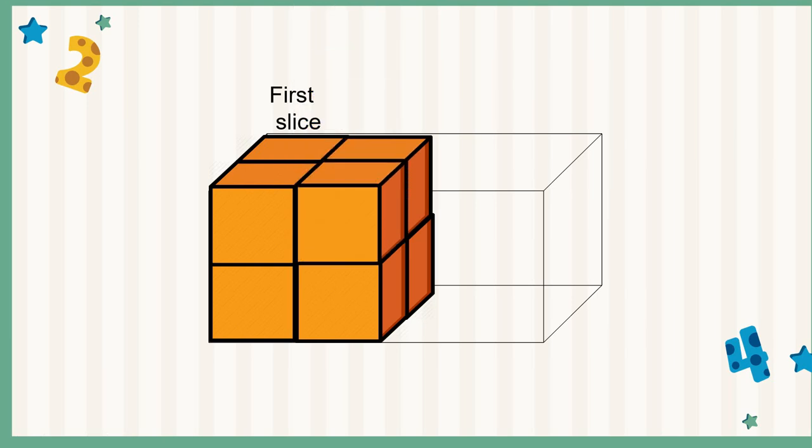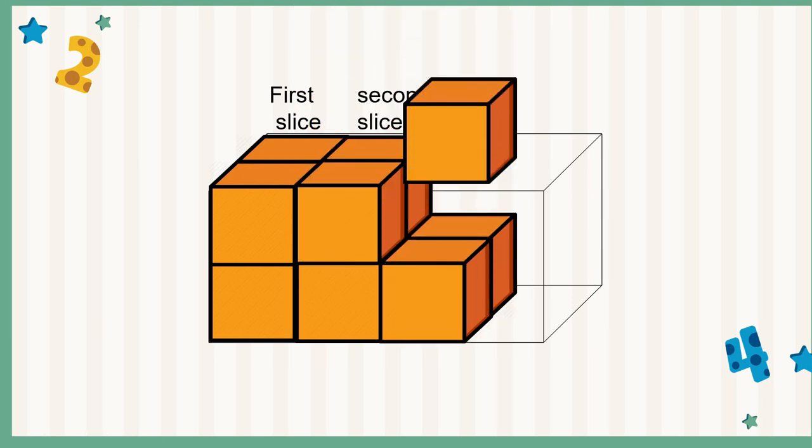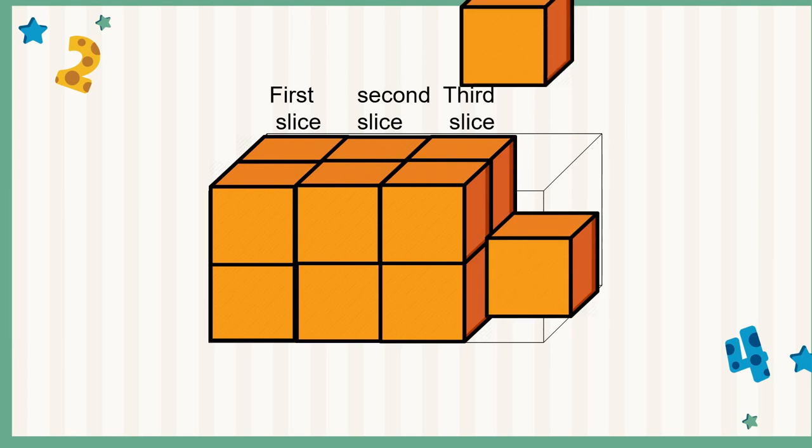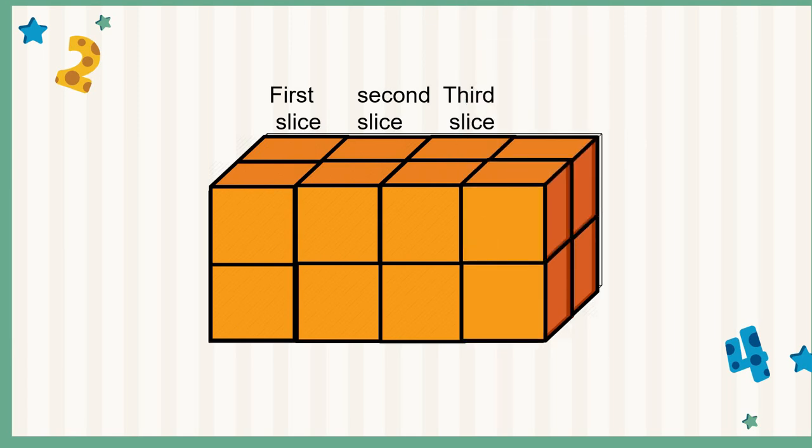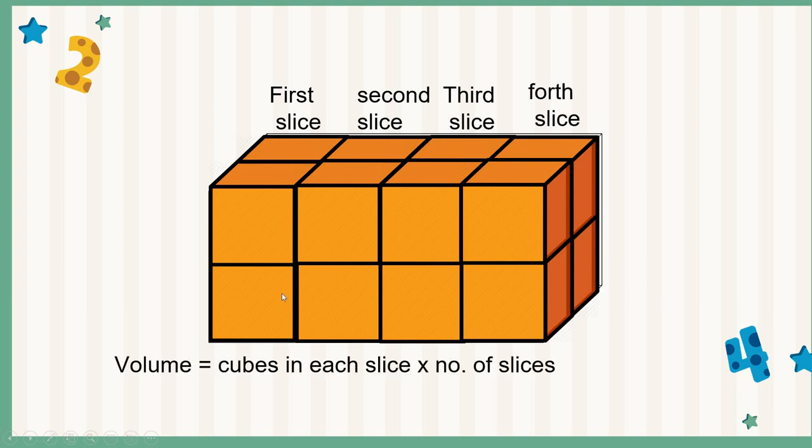Let's complete our rectangular prism. Second slice, third one, and I have here the fourth one. So each slice here has four cubes. So I can again measure the volume by multiplying the number of cubes in each slice times the number of slices. Cubes in each slice, I have 4, times the number of slices, which is 4. 4 times 4 equals 16 cubes.